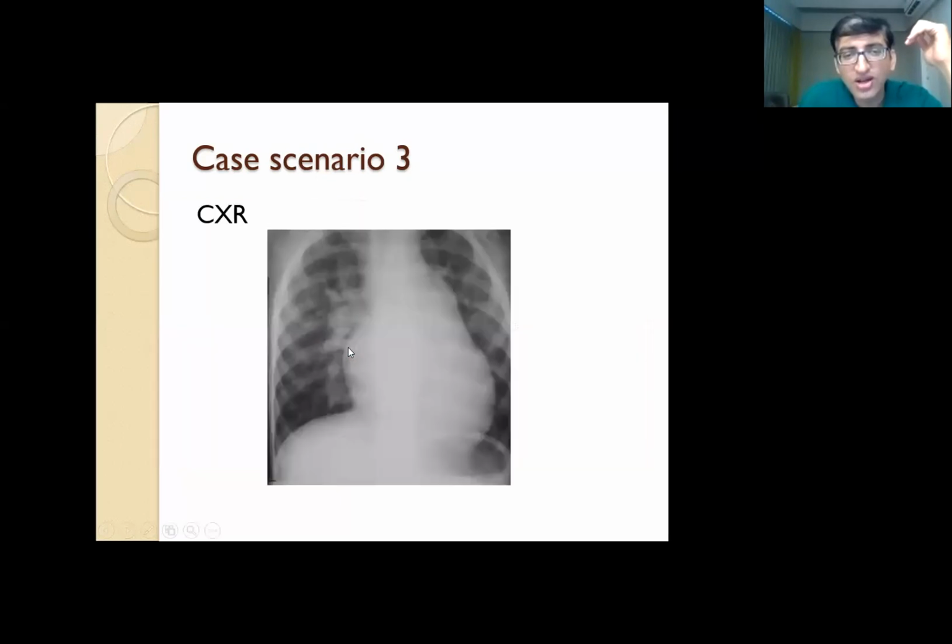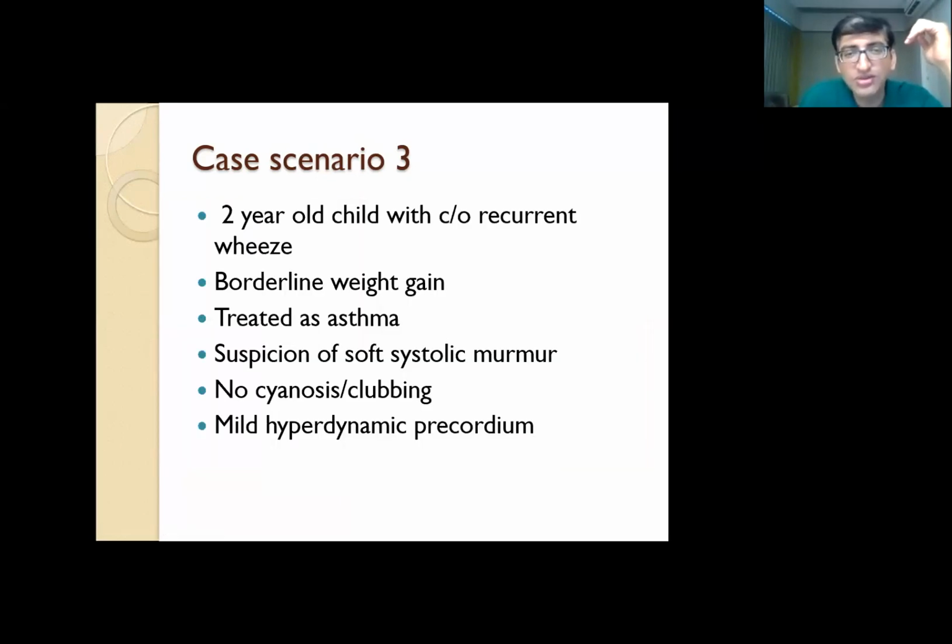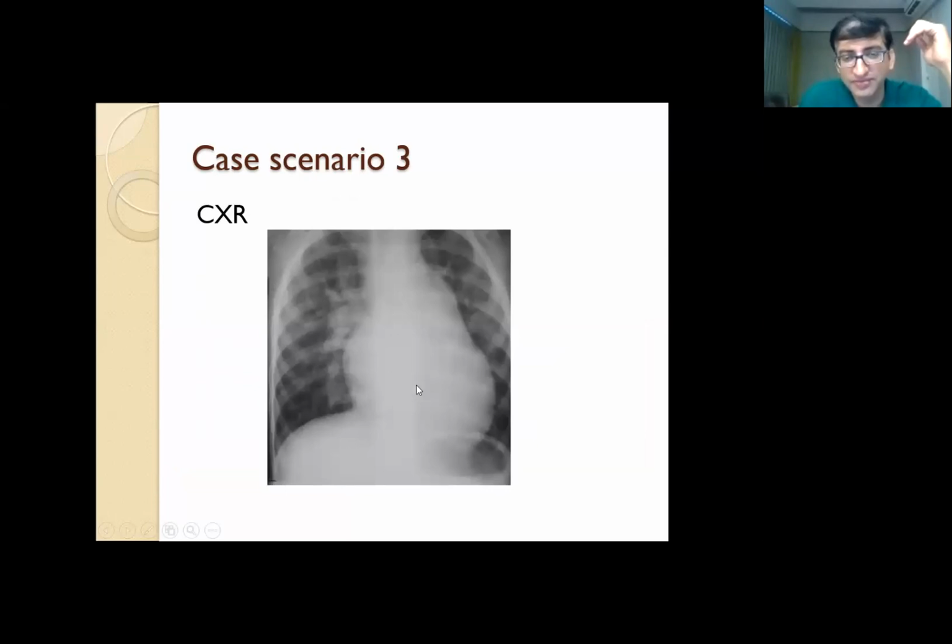Okay. So now let us come back. So we have a 2-year-old child, borderline weight gain. We have a soft systolic murmur, the hyperdynamic precordium. We have a cardiomegaly. So we are dealing with a 2-year-old child who is having features of increased pulmonary blood flow. Everybody agree that we are dealing with an acyanotic heart disease in which there is increase in the pulmonary blood flow. So the condition is more likely to be left to right shunt.